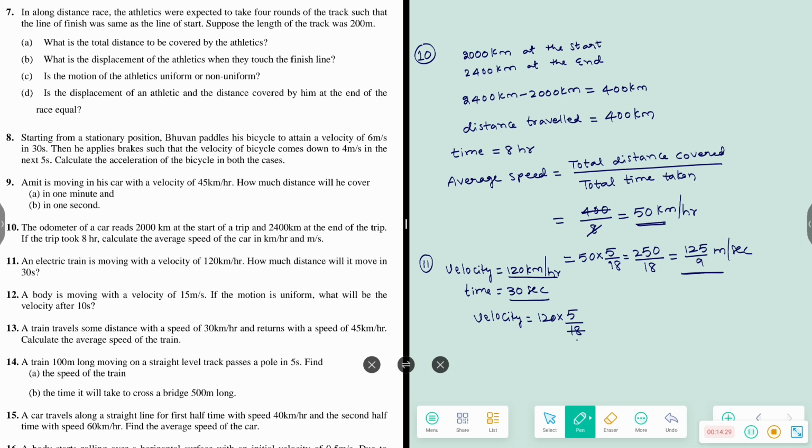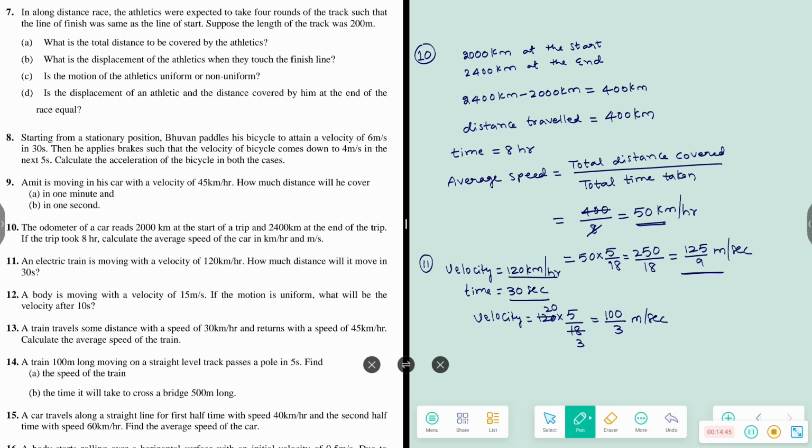So what is it? 6 3 is 18, 6 2 is 12. So it is 20. So what is it? 100 by 3. 20 into 5 is 100 by 3 meter per second.